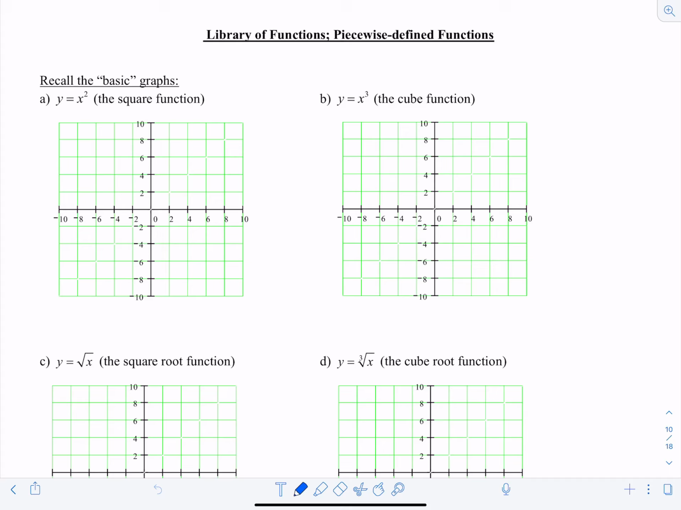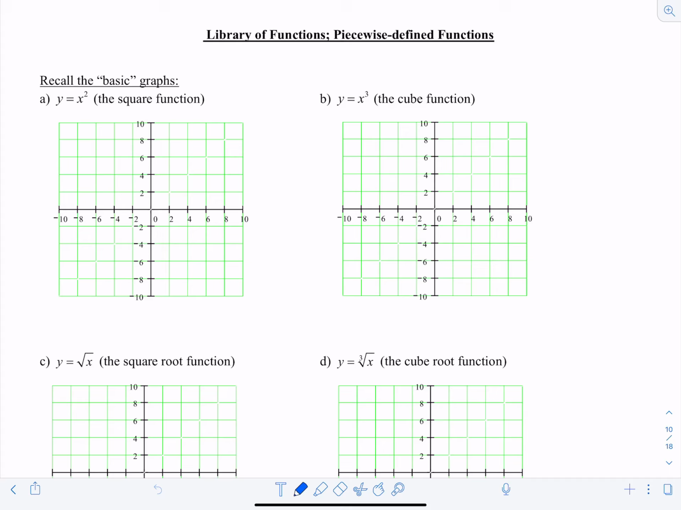So you won't be able to transform a graph unless you know what the parent graph looks like, and you have to have it burned in the brain. Okay, so here we go. We're not going to make a table. I'm just going to tell you what the key points are for each of the graphs. And if you want to sit there and make a table in your own time and verify it, go for it. So here we go.